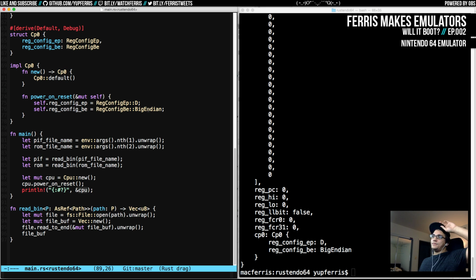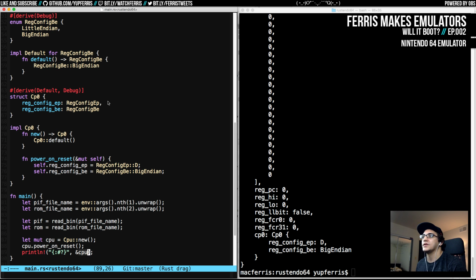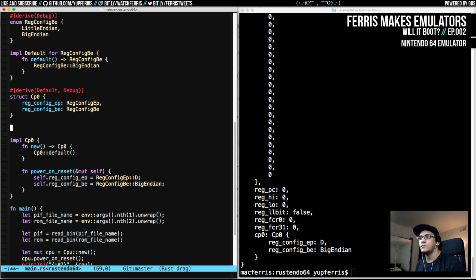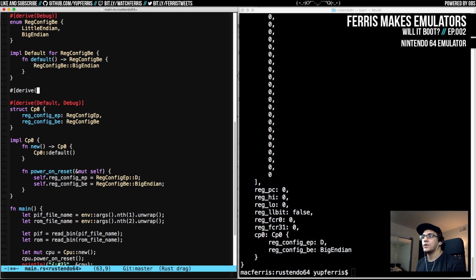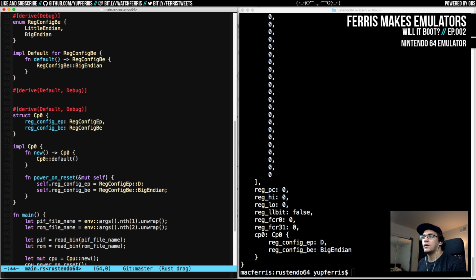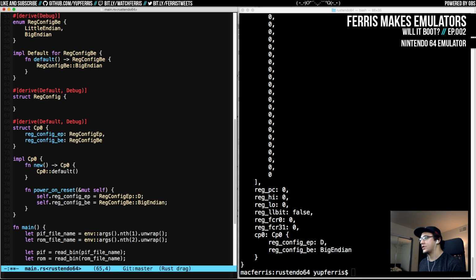In fact, actually, if we wanted to be cheeky, we could also make this config register its own struct just to sort of split it up even more. And I actually kind of like that. So I think I'm going to do that. I'll do it here. And we're going to derive default for that, and debug as well, so that we can print it, see what we're doing. And that will be struct reg config, to match our other ones.